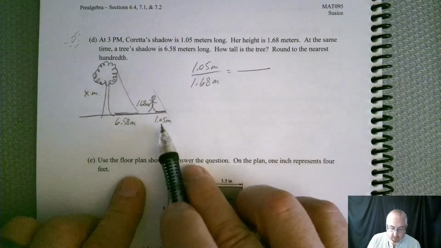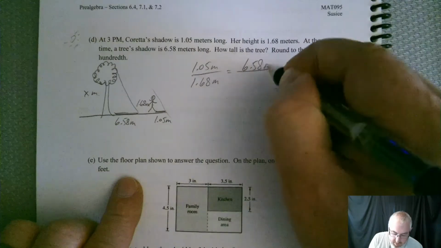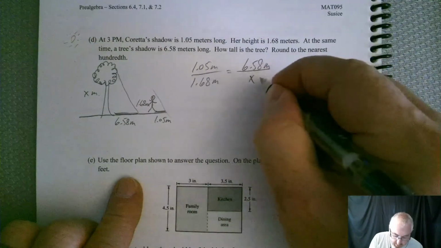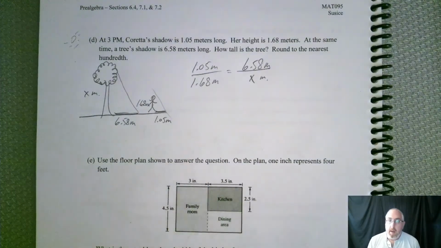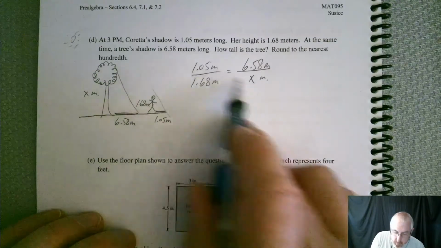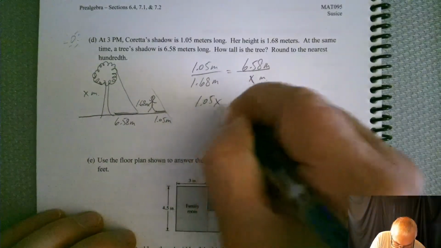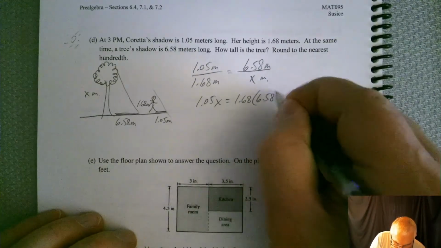Well, remember the shadow is on top, so I need the shadow of the tree on top. So 6.58 meters, and I'll put an X on the bottom. All right. Now we're going to cross multiply again. So we want to do the one with the X first. So let's do 1.05X, 1.68 times 6.58.